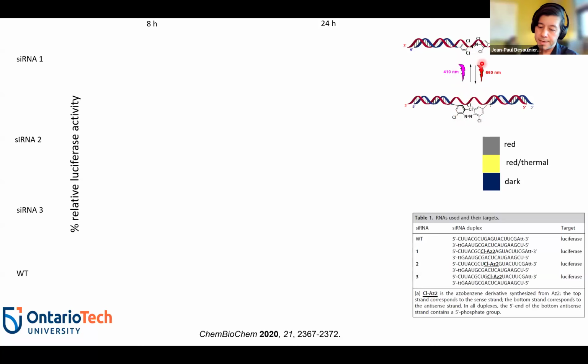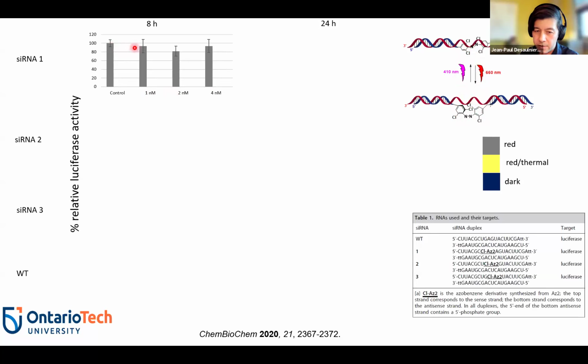So let's look at some of the data. If we take our siRNA1 and look at its activity with red light, you can see that we're not getting good activity. So that's great. Now, if we add thermal, that is, if we remove the red light and just let heat isomerize this back to trans, or if we keep them in the dark so they've never been exposed to red light, you can see that we actually get good gene silencing. We're looking at luciferase activity on the y-axis here.